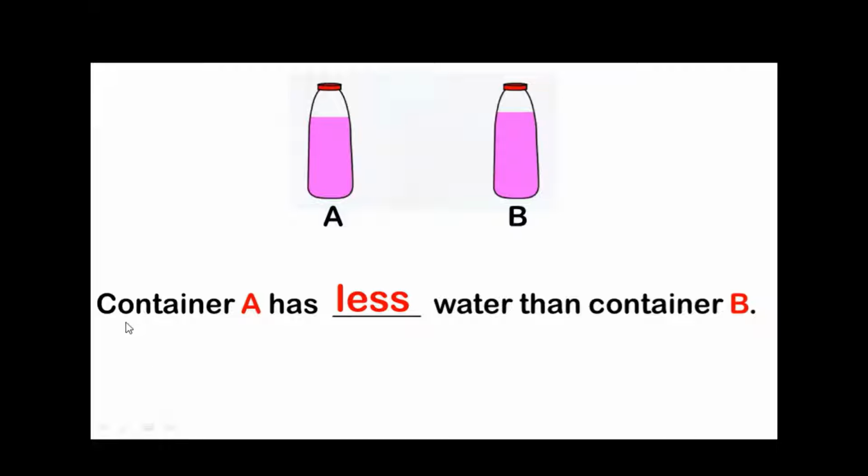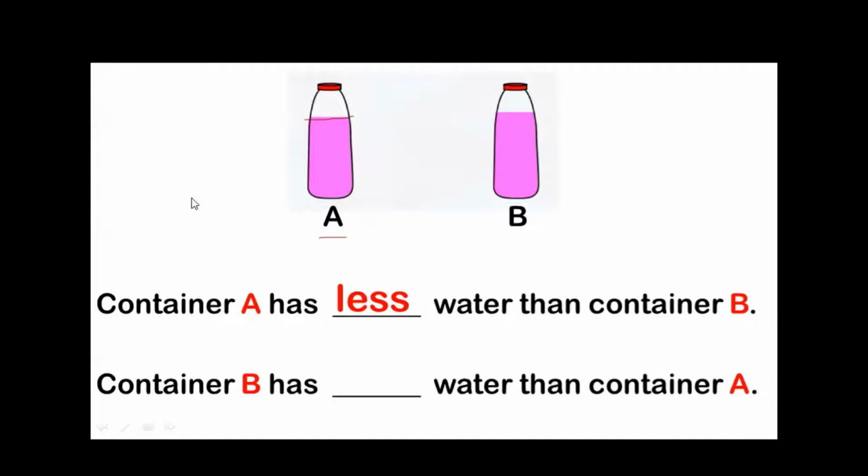Okay, everybody, let's read. Container A has less water than container B. If you look at the amount of liquid, it has less water than container B. Okay, next, let's have container B.